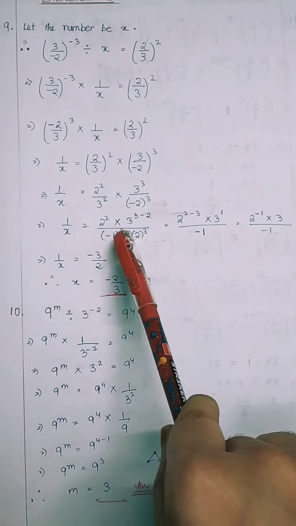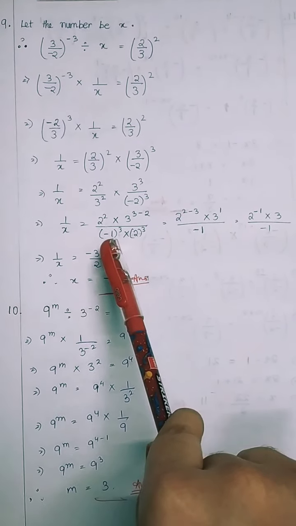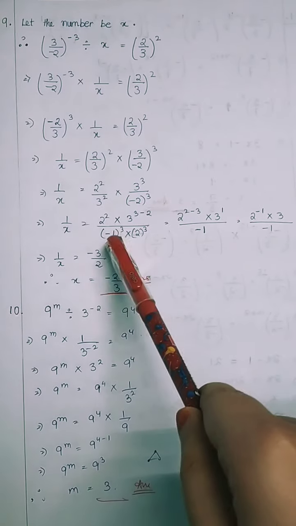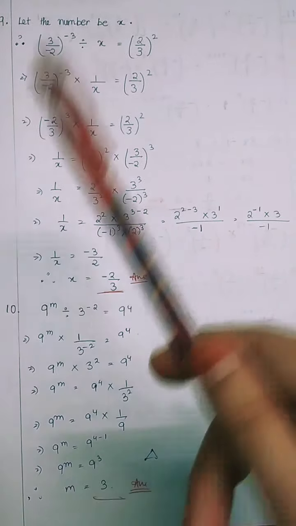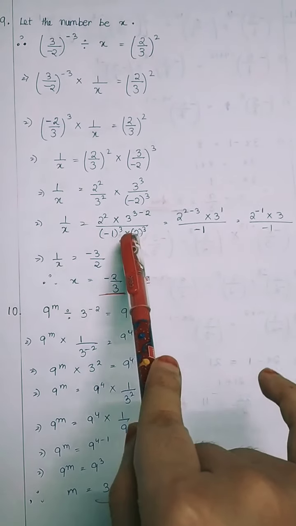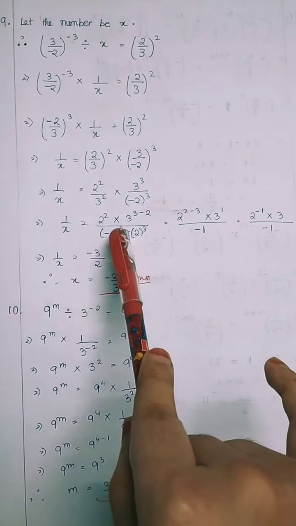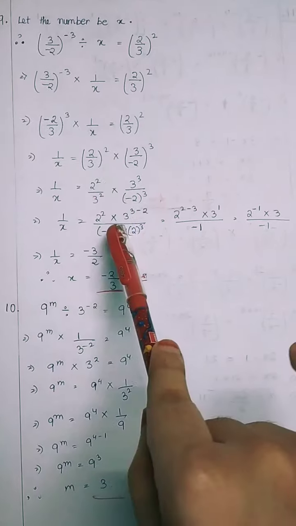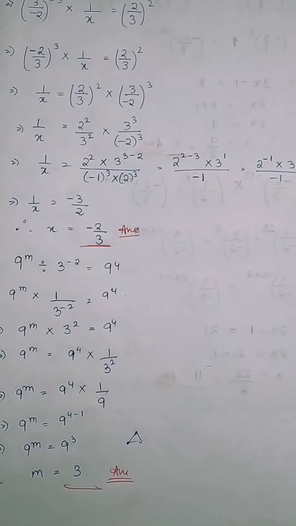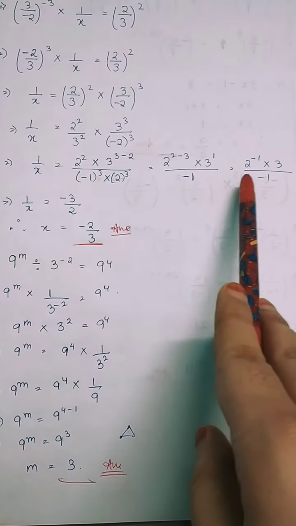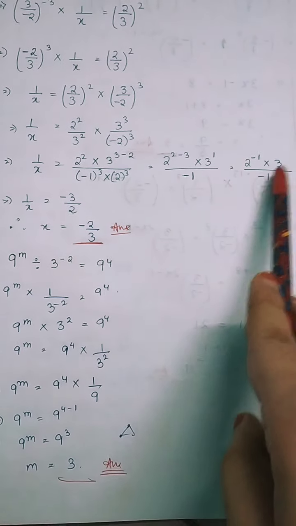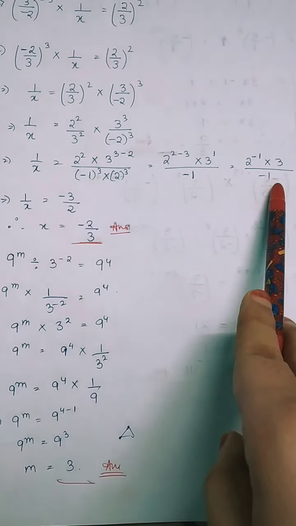If it is an even number, the answer will be positive. If it is an odd number, the answer will be negative. So minus 1 to the power 3, 3 is an odd number. So that's why here it will be minus 1. Okay, so the answer will be 2 to the power minus 1 multiply 3 divided by minus 1.